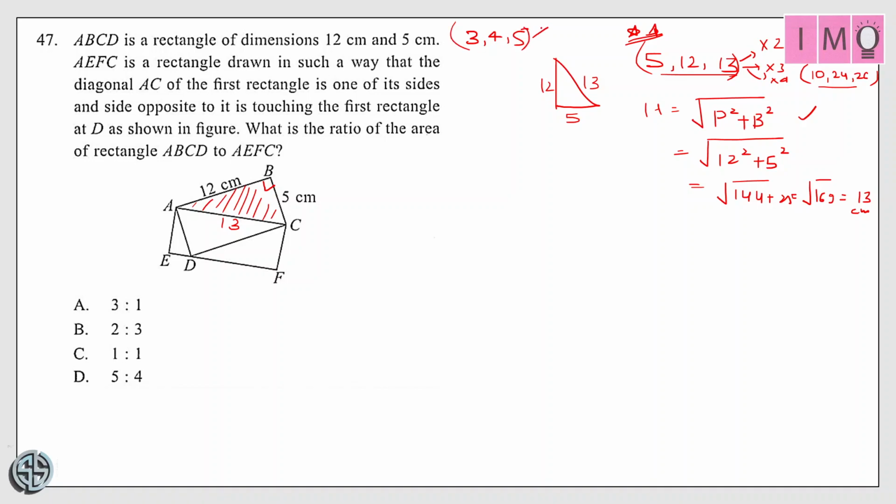Now you can also form many pairs by multiplying with the numbers 2, 3, 4, 5, 6, 7 and so on. Okay, that was a different thing. Let's move to the question again.